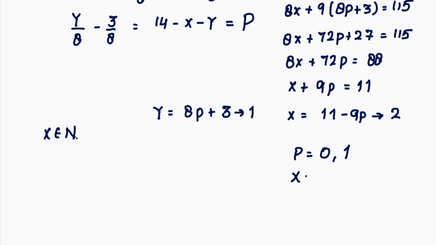For these values, x will be 11 and 2, and correspondingly y will be 3 and 11. So there are two solutions for x and y: either 11 and 3, or 2 and 11.